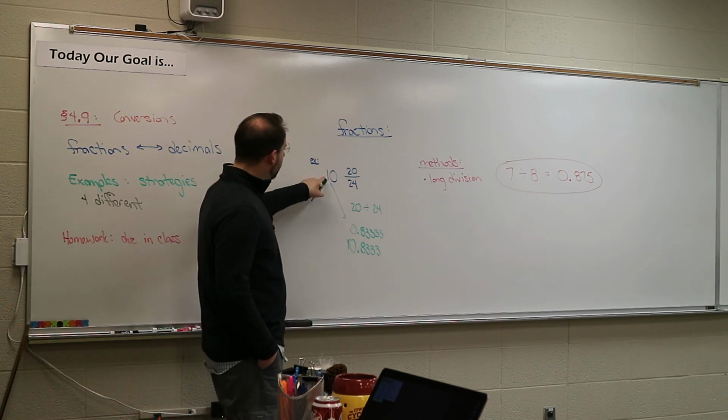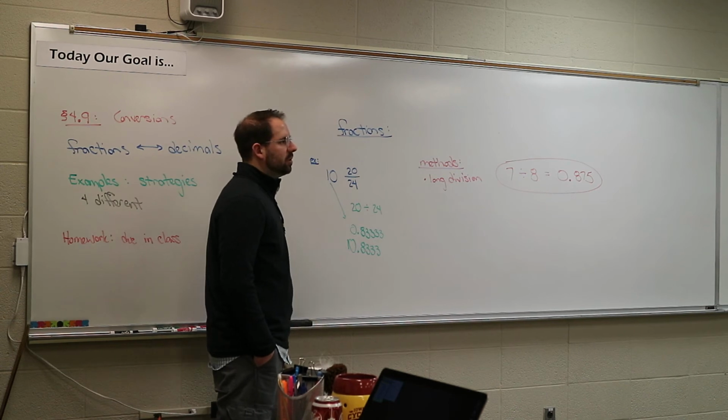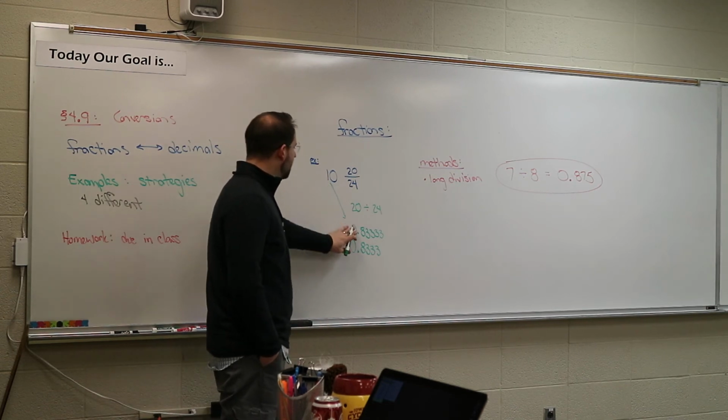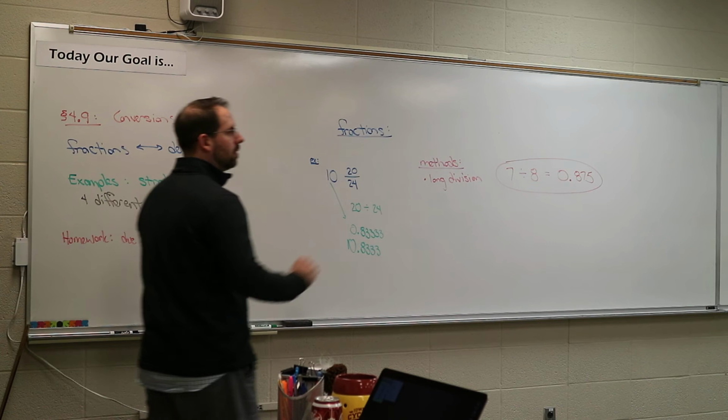So if it's got a whole number out front, a big number, that number just goes out in front of the decimal, whatever it is. So if that was like a 7, it's 7.83 repeating. Or you could just do 10.